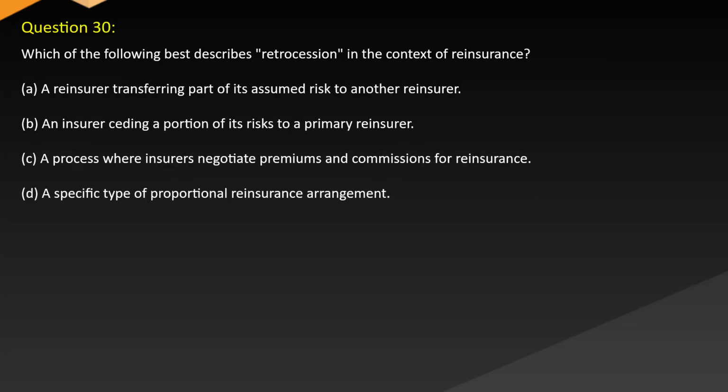Question 30. Which of the following best describes retrocession in the context of reinsurance? A. A reinsurer transferring part of its assumed risk to another reinsurer. B. An insurer ceding a portion of its risks to a primary reinsurer. C. A process where insurers negotiate premiums and commissions for reinsurance. D. A specific type of proportional reinsurance arrangement.